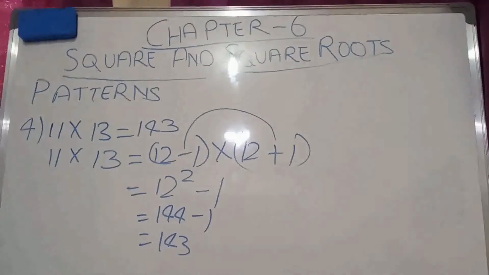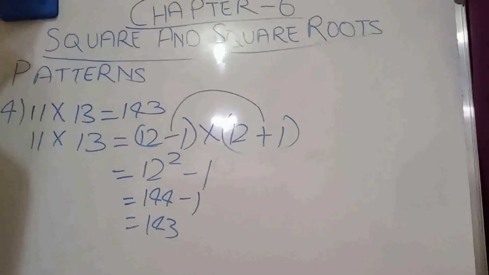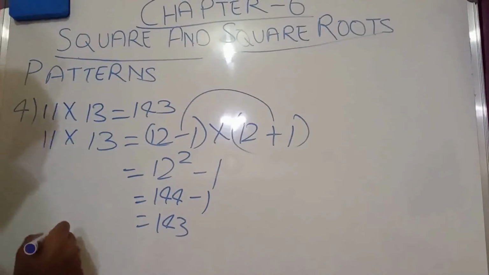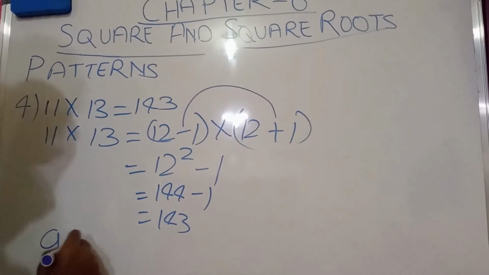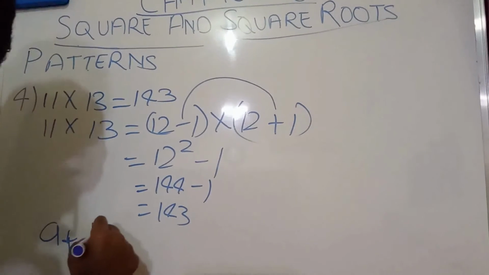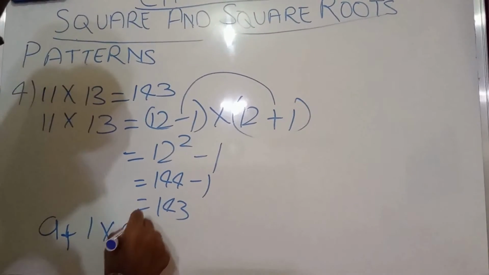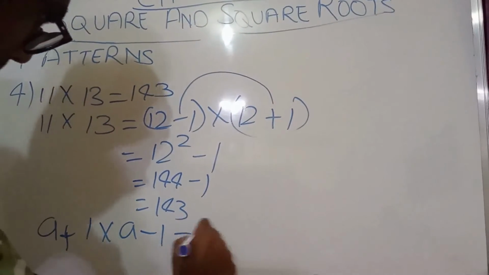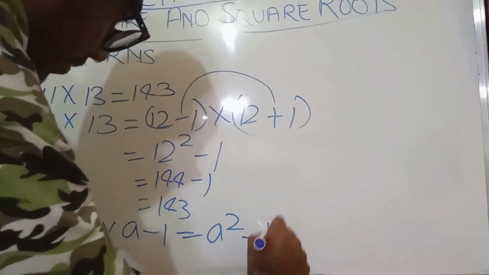So what does this mean? This means that (a plus 1) into (a minus 1) equals a square minus 1.